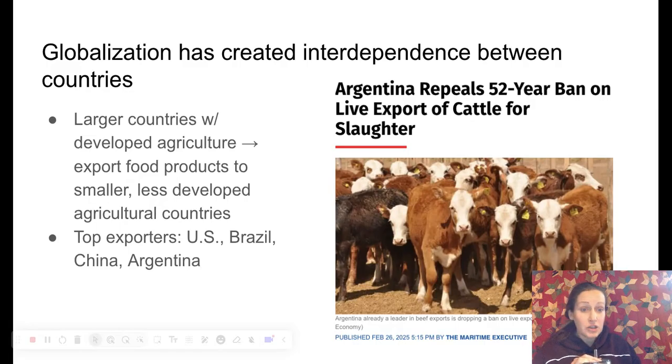So the top exporters to developing countries are the United States, Brazil, China, and Argentina. And you see here, Argentina exported many things, but they would not export live cattle to be slaughtered elsewhere. They did export beef, but that was slaughtered in Argentina. That ban has just been lifted. This is just a few days ago. So let's see if that changes the meat markets, if you will.